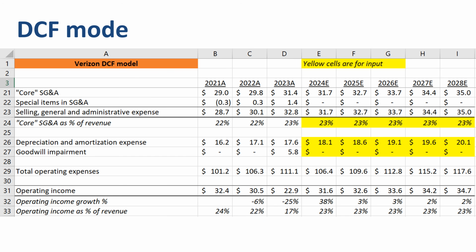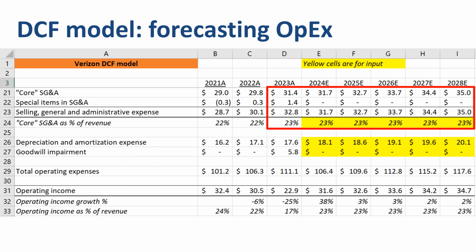SG&A. I am keeping core SG&A stable at 23% of revenue, so if revenue goes up, then SG&A goes up at a similar rate. The causality is actually the other way around. More SG&A spending, for example to increase advertising, should drive revenue growth. But the model doesn't care about that. Special items could go either way, positive or negative, so for forecasting purposes, let's keep these at 0.